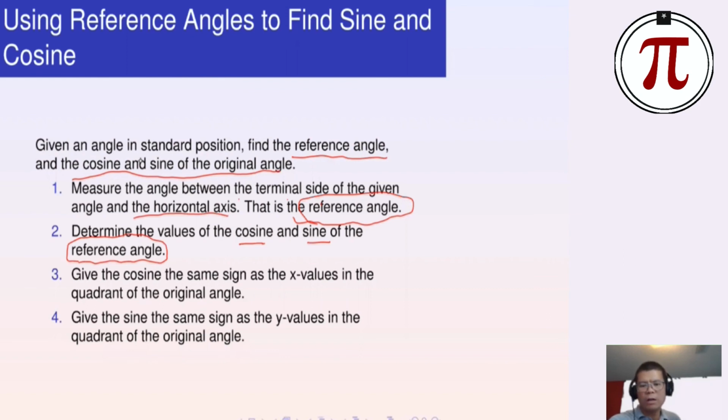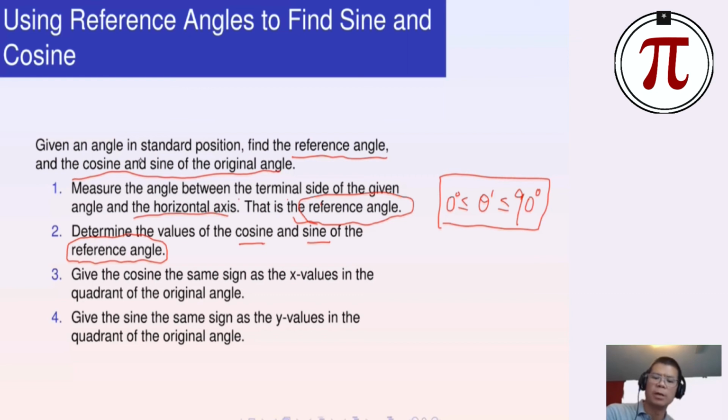Now, the reference angle is always what? Between 0 and 90, theta prime is always greater than 0 and less than 90, because it's acute, positive and acute. So we have this inequality. Now determine the value of the cosine and sine of this reference angle.